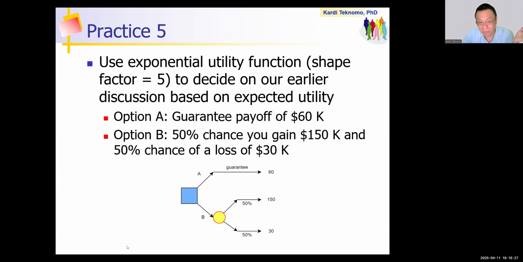This is negative 30. So can you calculate which decision you will choose? Risk averse, yeah, you need to choose risk averse. Can you practice this?